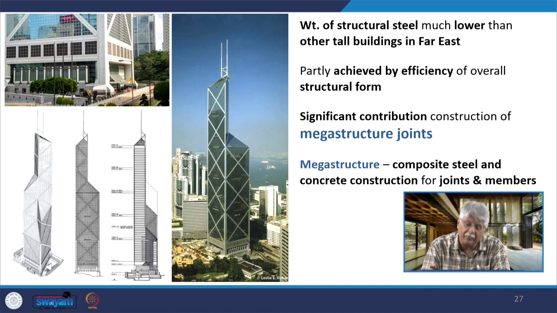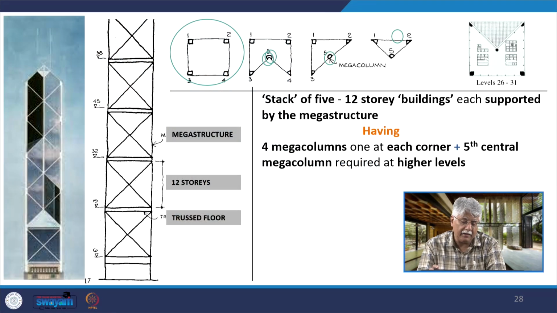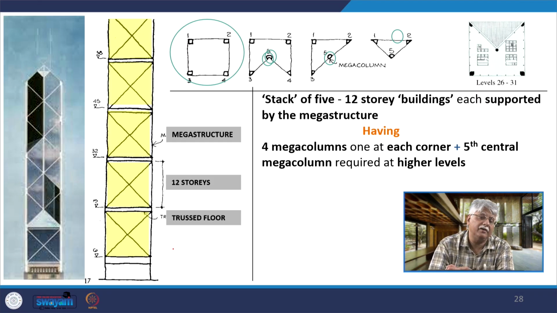How they did that was by the construction of megastructure joints. Megastructure is a composite steel and concrete construction for joints and members. Conceptually, it was done like this. There is a stack of 5 12-story buildings like this, each supported by the megastructure, and in each of them it has got floor designs like this, in which there are 4 mega columns, one at each corner, and the 5th central mega column which is required at higher levels.